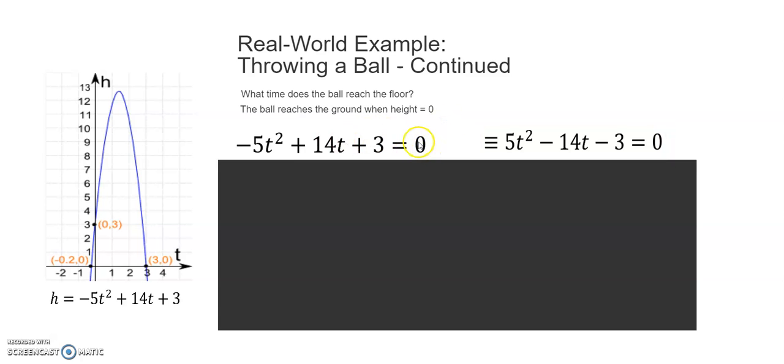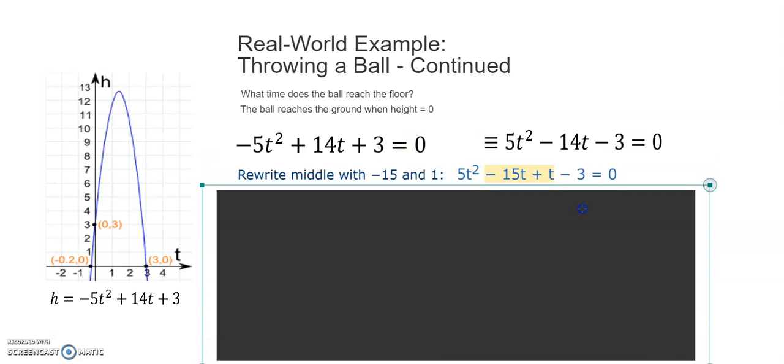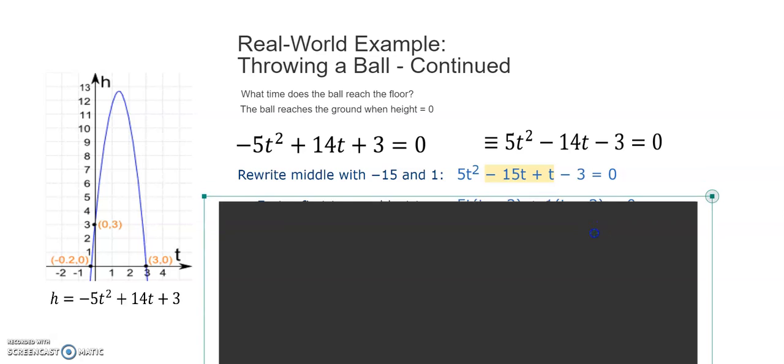As we know from previous mathematics, whatever we do to one side, we do to the other. We times this side by minus 1 and this side by minus 1. Times this side by minus 1 gives us 5t squared minus 14t minus 3, and timesing 0 by minus 1 gives us 0, as does anything times 0. So the first thing we do, as we did before, is we rewrite the equation. 5t squared minus 15t plus t minus 3 is equal to 0.